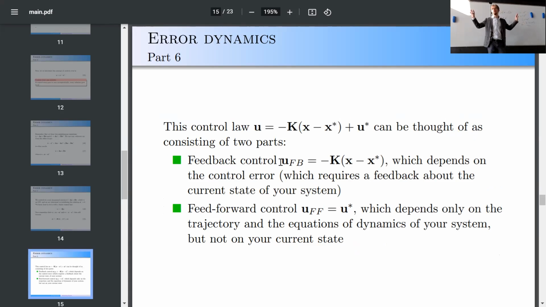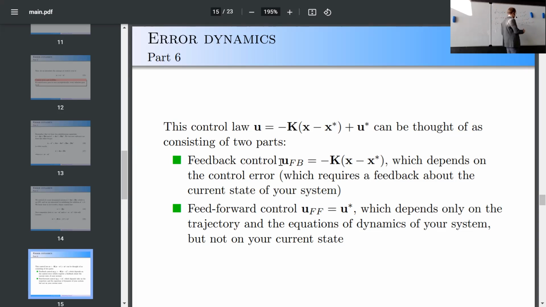Arbitrary, completely arbitrary. Why do we call it such? Well, because this guy does not depend on state. So this is feed-forward, as in, it doesn't require any information from the system to pull it off. This does require information from the state of the system. You can also be purist about it. You can say, no, this guy also can be partially calculated without information from the system.